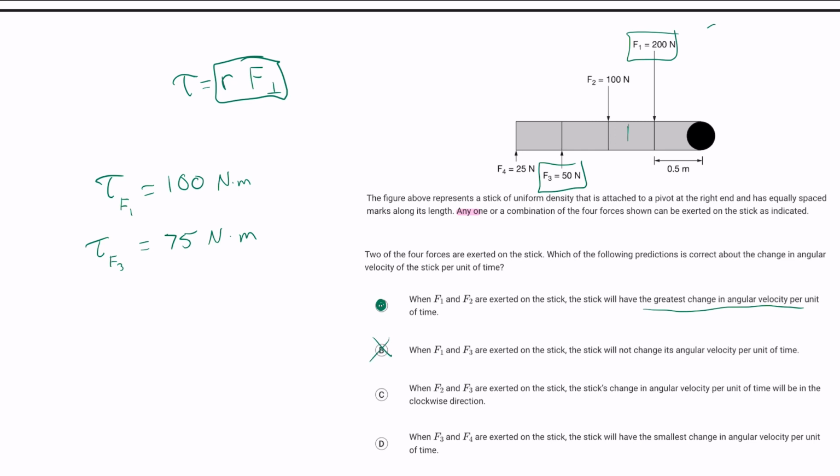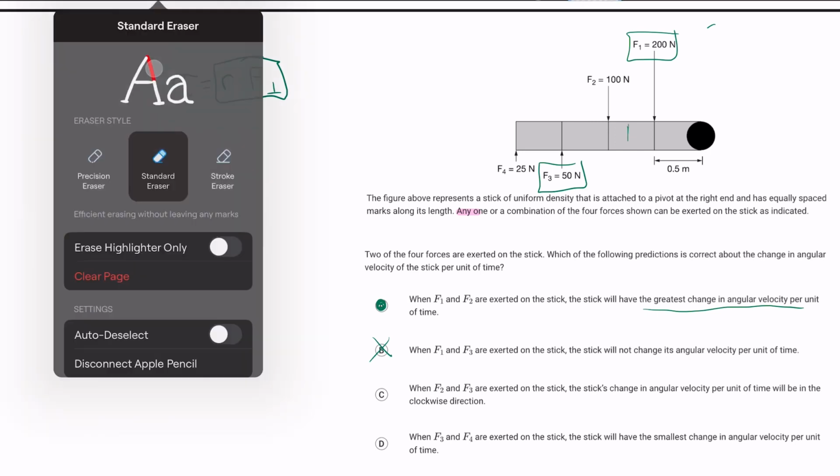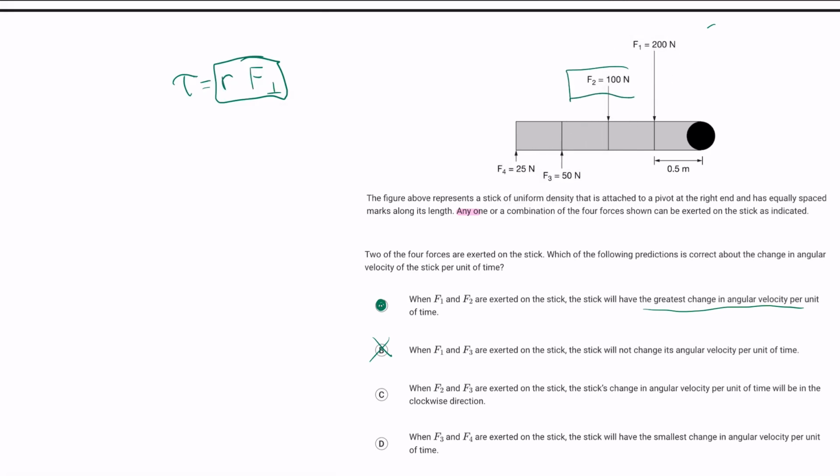For C, it says F2 and F3 are exerted on the stick. The stick's change in angular velocity per unit time will be in the clockwise direction. So if we take F2 and F3, then it will be clockwise. Well, we already discussed that F2 generates a greater torque than F3. So no, it would already be counterclockwise if we chose these two. So it would not turn this way. It would instead, in purple, turn this way. All right. So C is not correct.